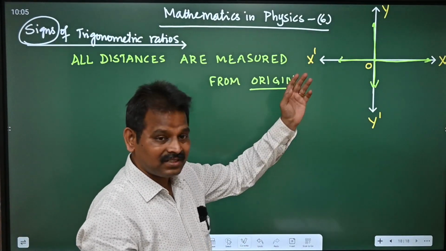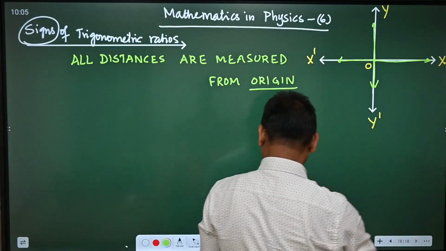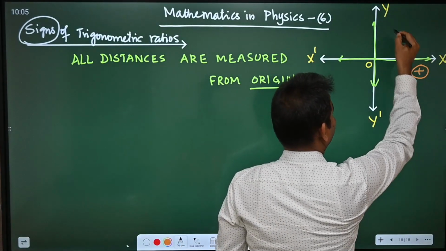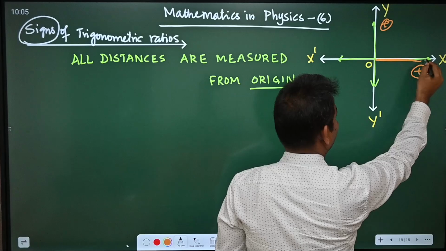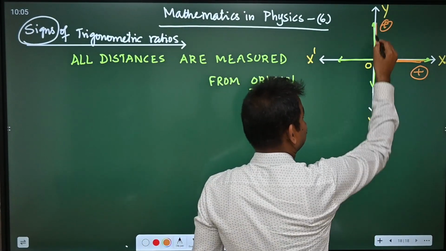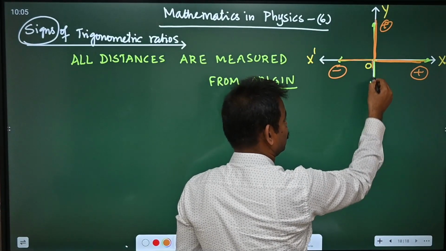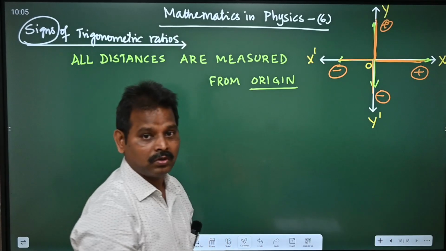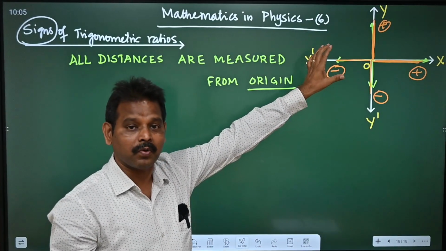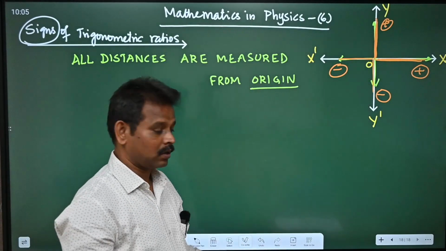After that, the distances that are measured along OX are positive. So these are positive values. This is positive, this is positive. This distance is positive, because we are measuring from O. And this is also positive. But this distance will become negative. This is also negative. So along positive x-axis and positive y-axis, the distances are positive. Along negative x-axis and negative y-axis, distances measured are negative.